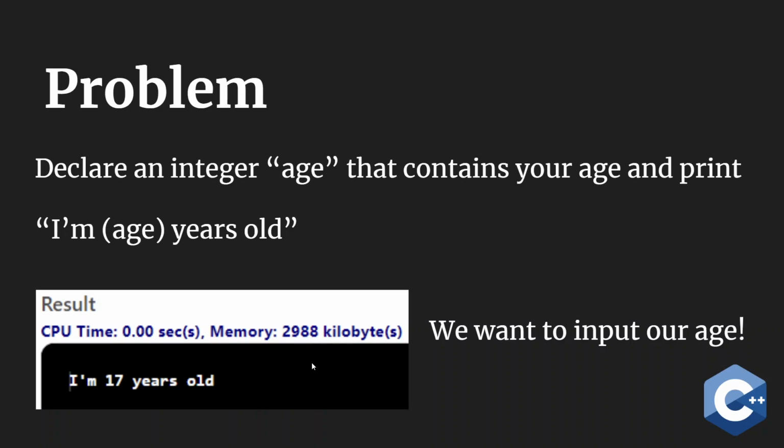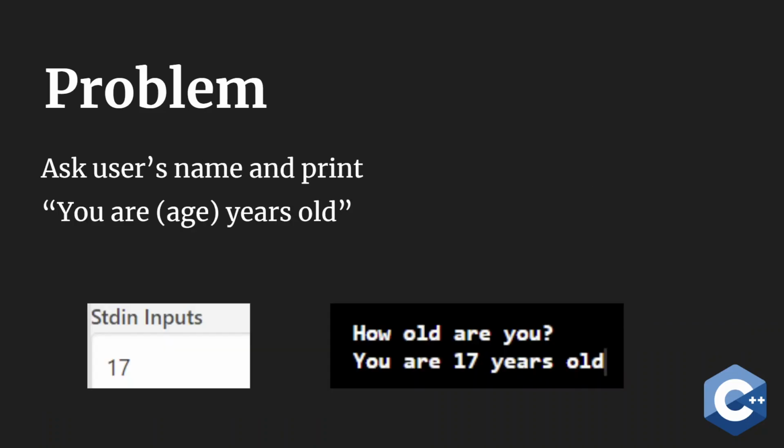So the 17 is not gonna be assigned in code like in C++, but we're gonna get input, this number, and then print it. So user input is gonna be some integer number, and then we print this one. And before that, you have to print "how old are you" first, and then get user input, and then print this.